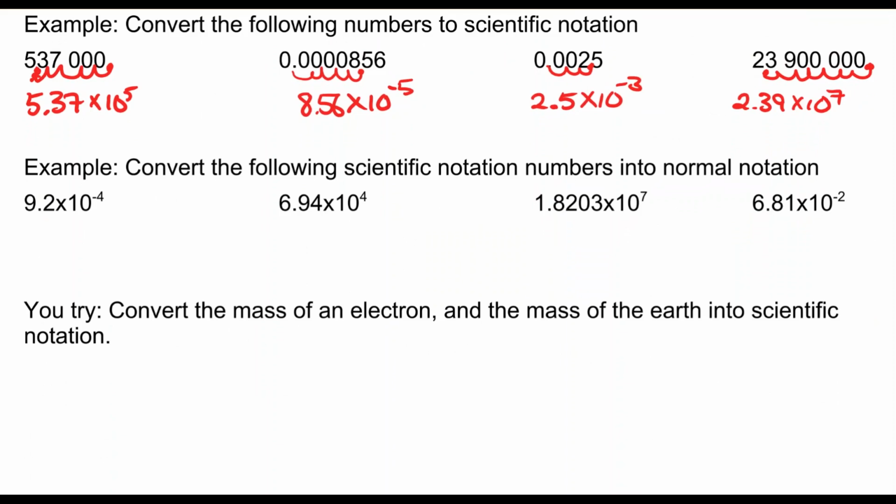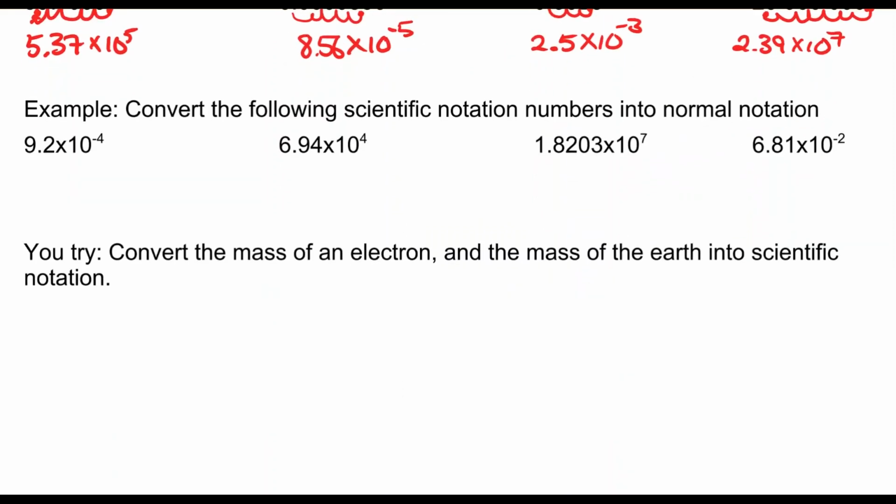Let's go another way for this. Let's convert the following scientific notations into normal notation. So this is 9.2 times 10 to the negative 4. Remember, this number is going to be smaller than 1, so it's going to be 0.0 something. I would move this decimal 4 times, to whatever direction makes it less than 1 in the end.